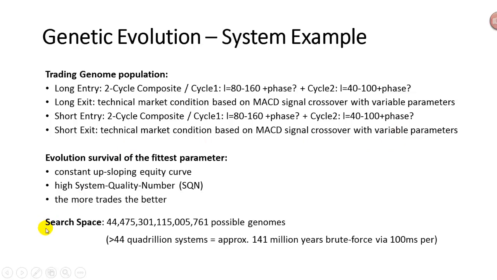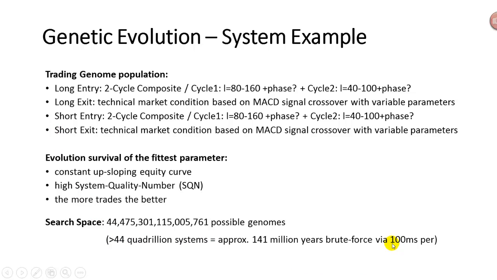So that means we're talking about a search space here of, please see this number here, over 44 quadrillion possible systems, which means that we have a quite huge search space based on these, in the end, quite simple trading strategy. But based on the possible parameters which can be used and can be combined with any other parameter here, we get over 44 quadrillion systems.